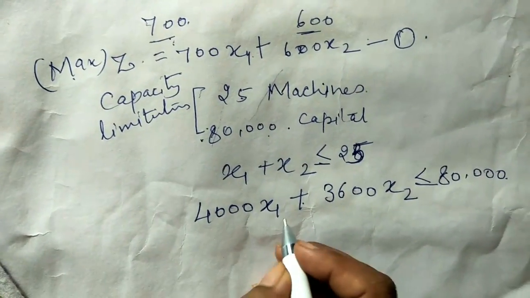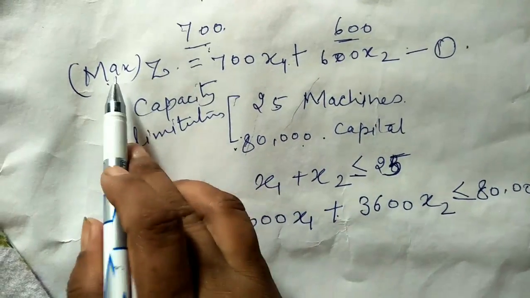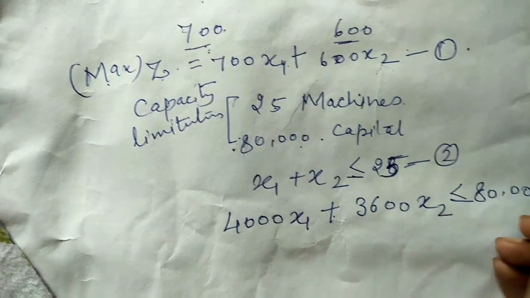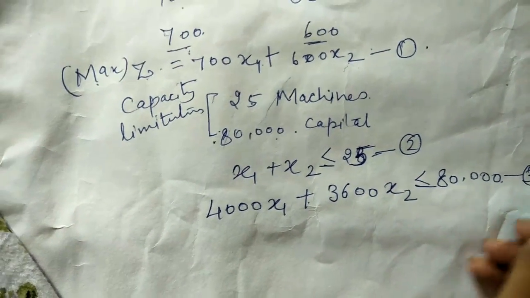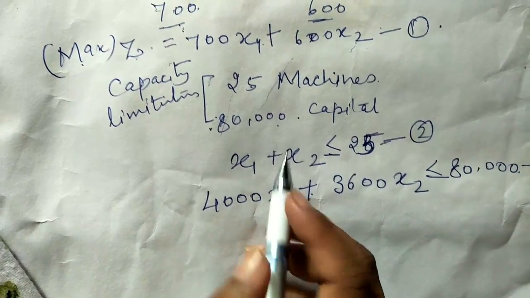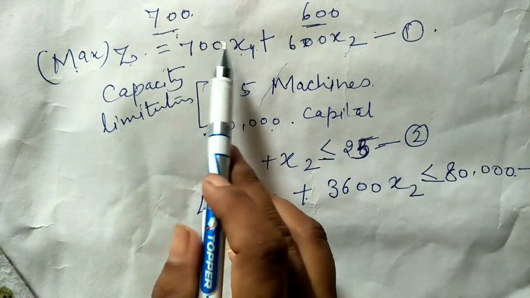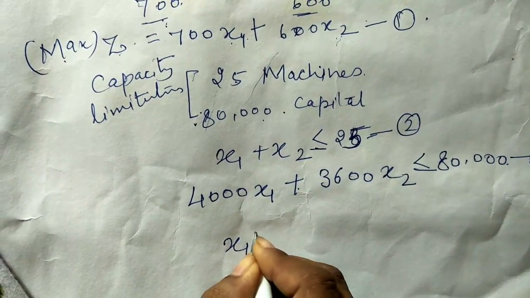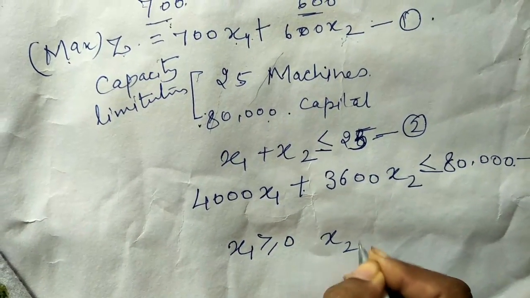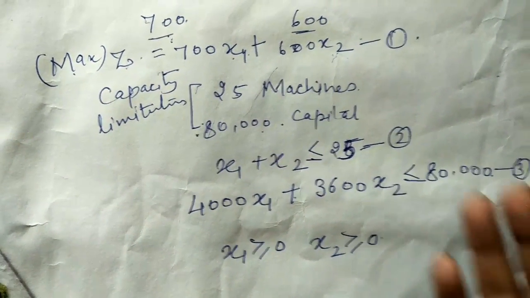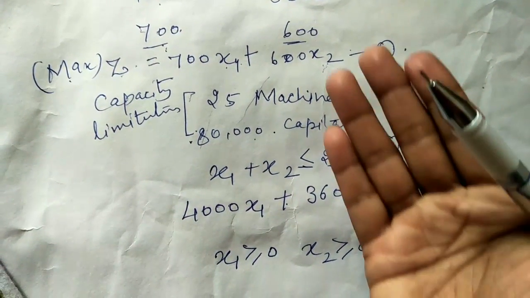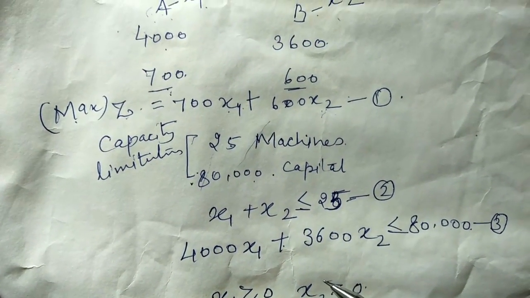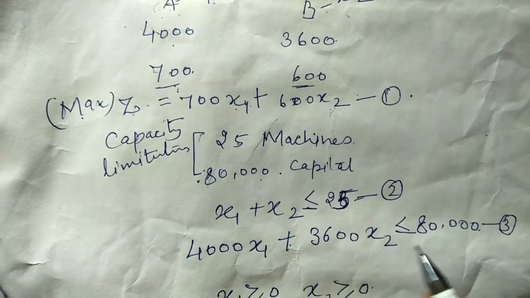Now we have written the mathematical form of our objective function and both the constraints. The last, third part is the non-negativity restriction. There are two variables in the objective function, x1 and x2, so the non-negativity restriction is x1 must be greater than or equal to 0 and x2 must be greater than or equal to 0. So this is how we write the problem in mathematical form. For solving any linear programming problem, you have to first write it in mathematical formulation.